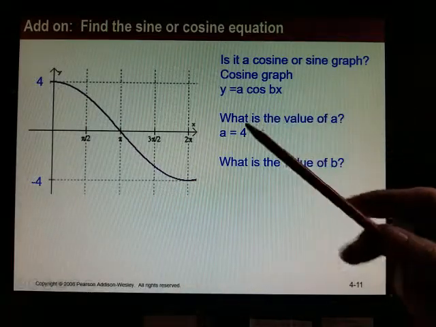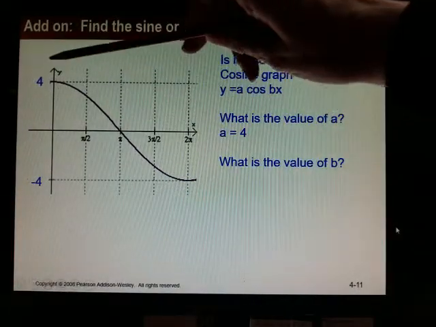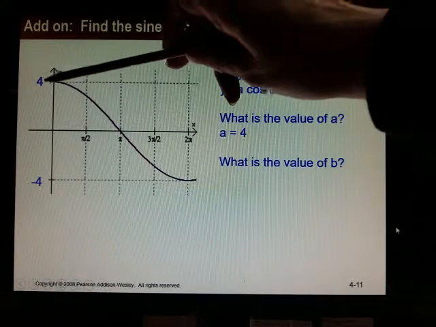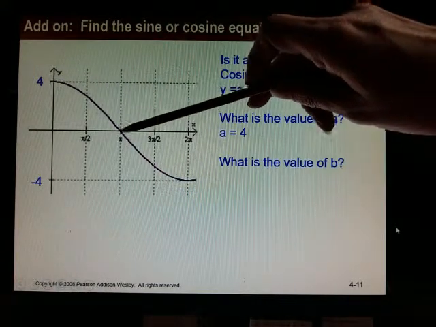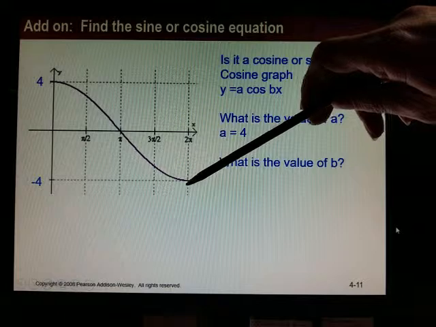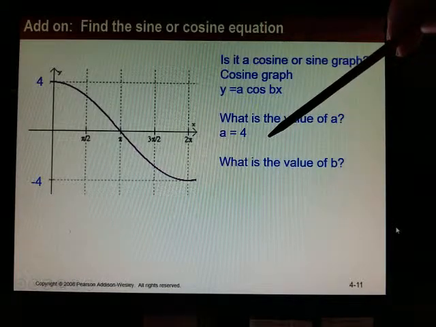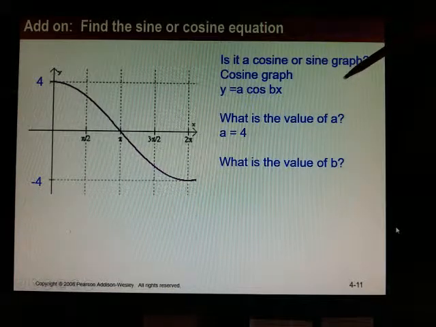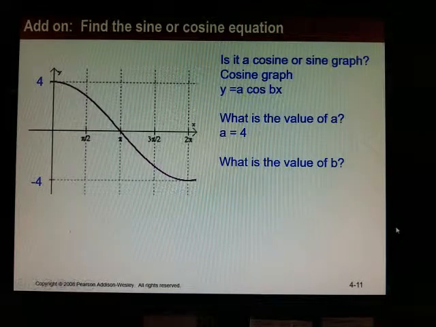So one more time. This is going from 0 to pi. Pi to 2 pi. Then I'm going to have to go another pi. That's 3 pi. And another pi would be 4 pi. And that finishes it. So the period here is 4 pi.